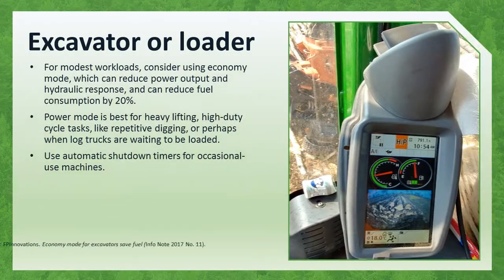Here are the suggested best practices for getting the most from your excavator or log loader. For modest workloads, consider using economy mode, which can reduce power output and hydraulic response and can reduce fuel consumption by 20%. Power mode is best for heavy lifting, high-duty cycle tasks like repetitive digging, or perhaps speeding up the loader when more than one truck is waiting to be loaded. Use automatic shutdown timers for occasional use machines.